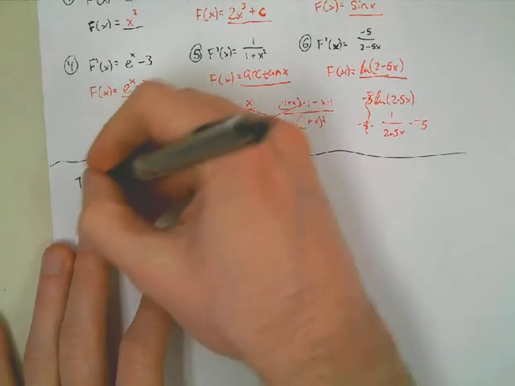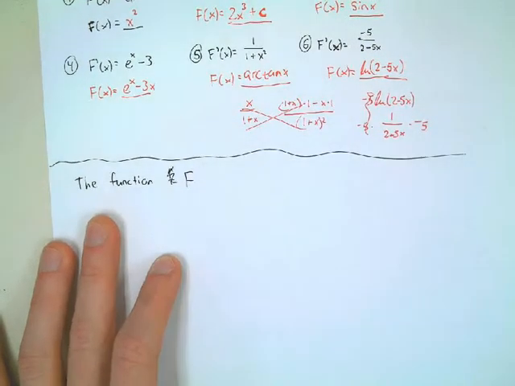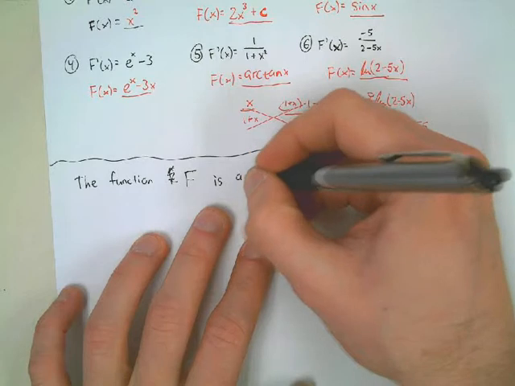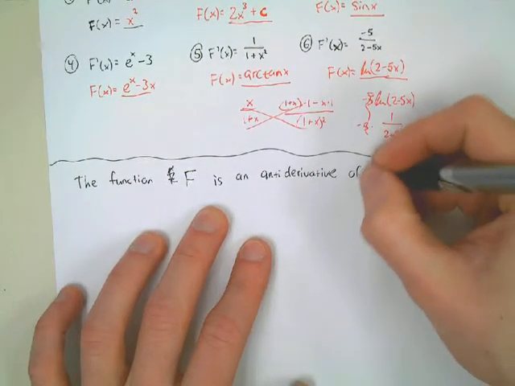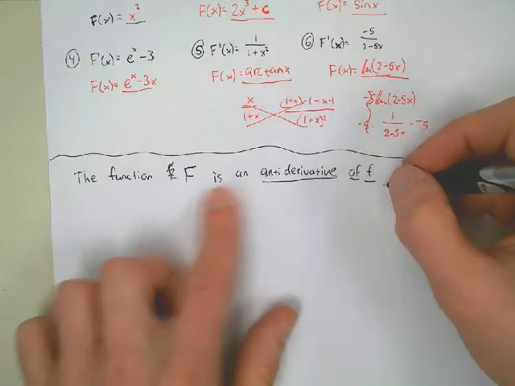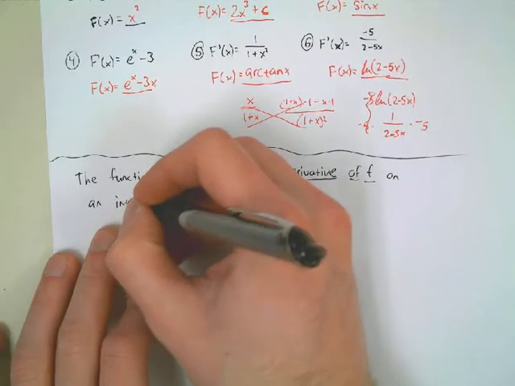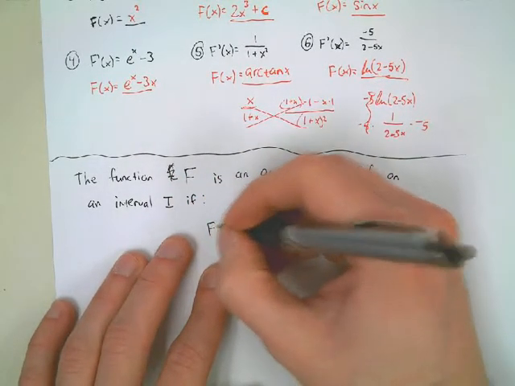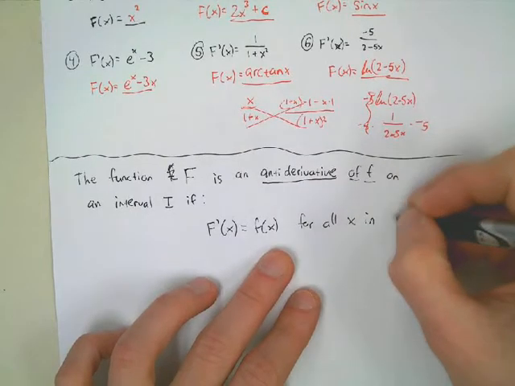So the function lowercase f, function capital F. Now this has some meaning for a reason why we do capital F. The function capital F is an antiderivative of lowercase f on an interval I if capital F prime of x is equal to f of x for all x in that interval I that we talked about.